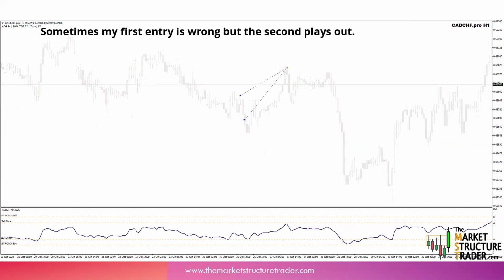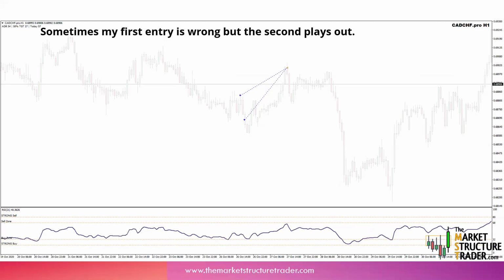So sometimes my first entry is wrong, but the second entry will play out. So I'll get into one position and it will push against me and I'll decide to get into a second position because the market conditions are right. And then both of those trades will move up to a profit target and I'll get out of both of them at the same time and make money on both trades.